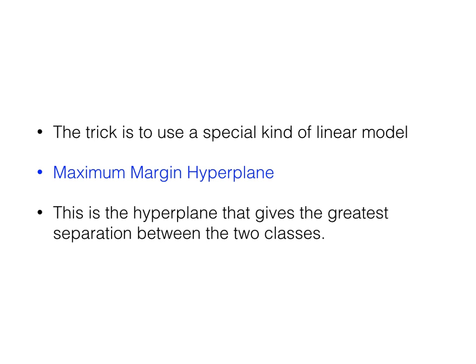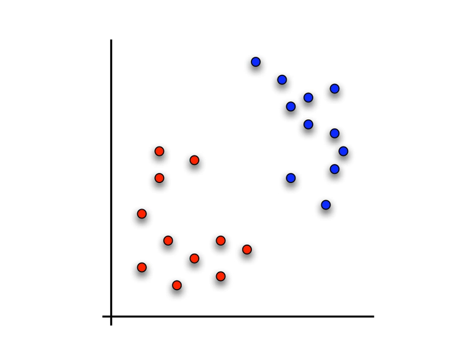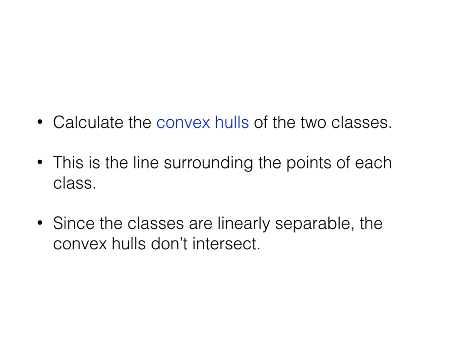So let's see how it works. We're going to assume that the data set has just 2 attributes plus a class type, and we're going to assume for the moment that the classes are linearly separable. We can relax that last constraint a bit later, but for the time being, let's assume they're linearly separable. So our data set looks something like this. Now we're going to calculate the convex hull of the two classes.